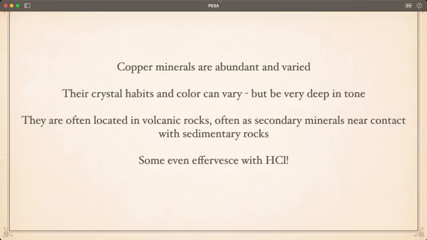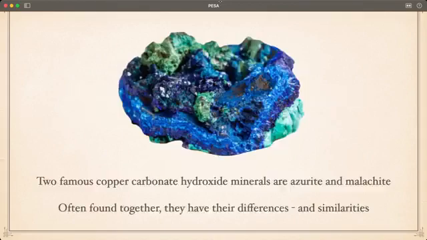Now, copper minerals are abundant and varied. Their crystal habits and color especially can vary, but overall their color tends to be very deep and rich in tone. They're often located in volcanic rocks, often as secondary minerals near contact zones with sedimentary rocks, and some even effervesce with hydrochloric acid, but never ever try that without supervision. Preferably, don't do that ever.